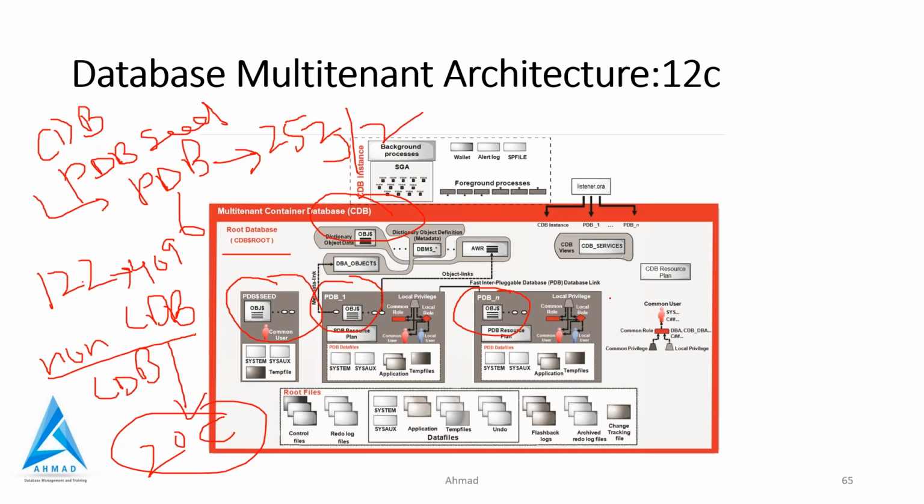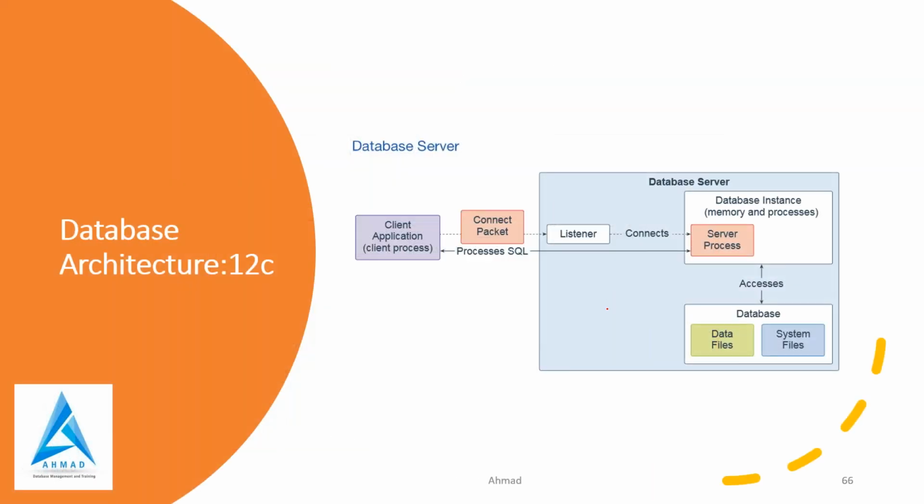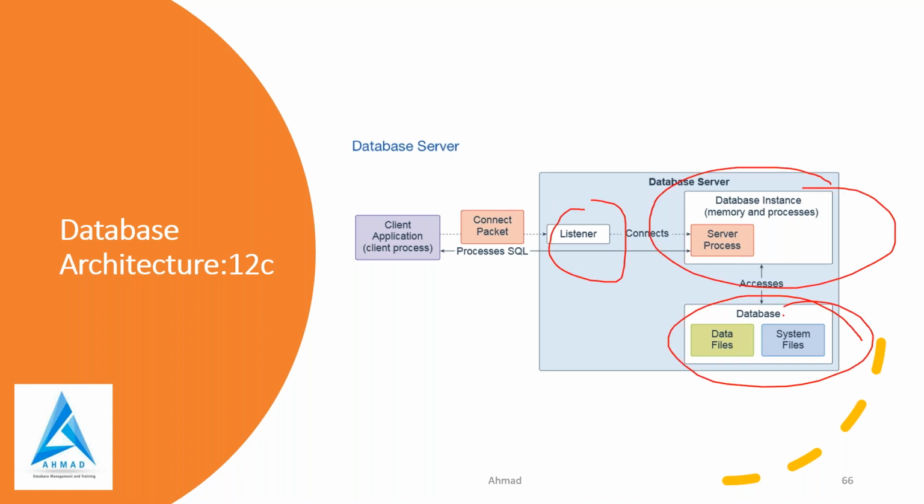Thank you, Naga, for your information. 253 including PDBs. And in terms of database architecture, the same thing is there overall. We have application, we have connect packet, we have listener, we have database instance, we have database. So the same is coming from 9i.